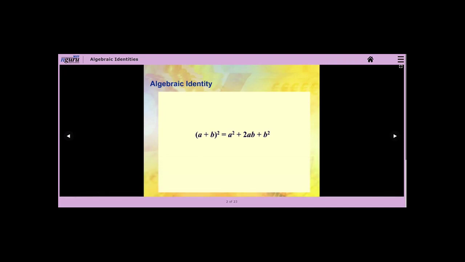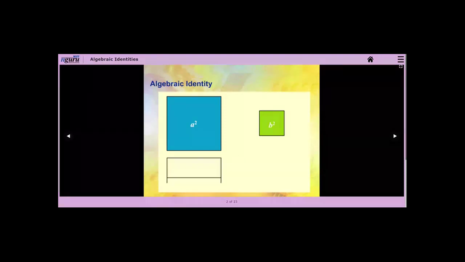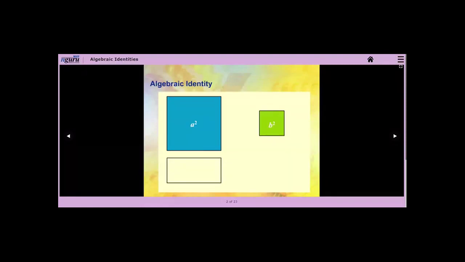Let's learn about the geometrical proof of the algebraic identity a plus b whole square. Consider a square with side a units whose area is given by a square. Consider another square with side b units whose area is given by b square. Observe that a rectangle is formed whose length is equal to the side b units. The area of the obtained rectangle is equal to ab. Consider another rectangle with the same dimensions. The two rectangles together give the area 2ab.